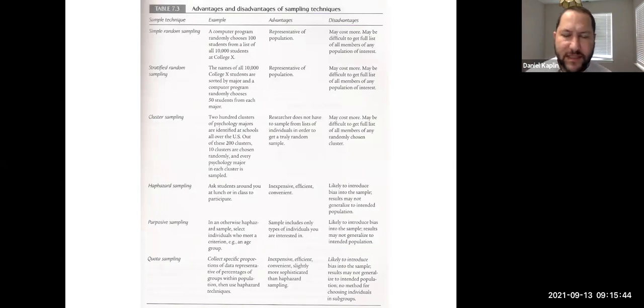If simple random sampling was so easy, everybody would do it. So obviously it could be challenging to use probability sampling techniques, and that's why we go into non-probability techniques.